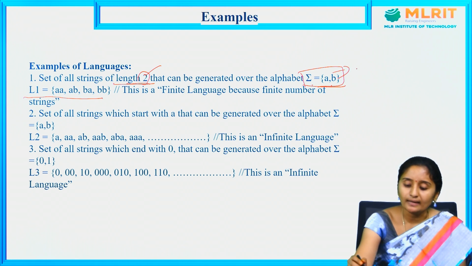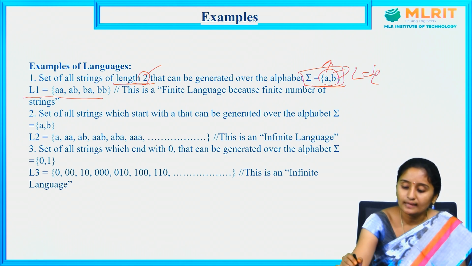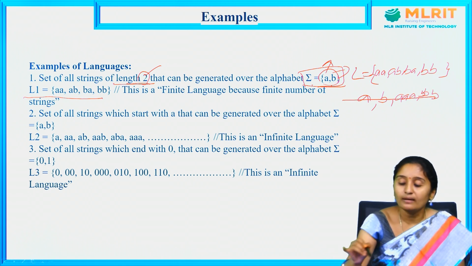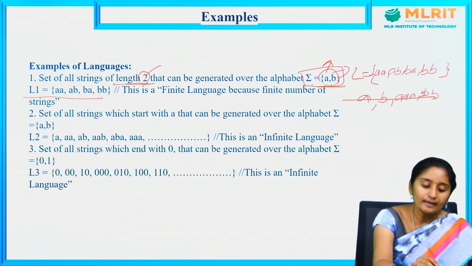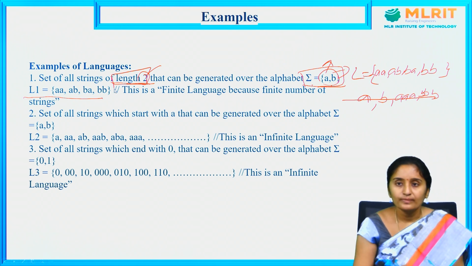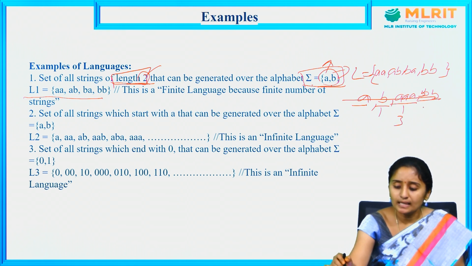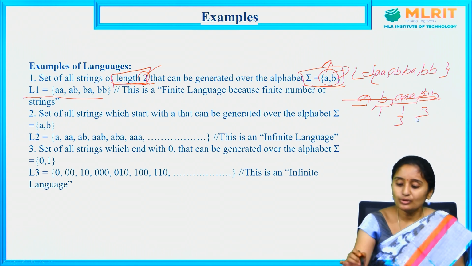So what can we write? L is equal to, I need to take length 2 strings from this alphabet A, B: AA, AB, BA, BB. I cannot write A, a single B, or three A's or three B's. These are not valid. Why? Because my condition is that it should have length 2. A is a 1 length string, B is a 1 length string, three A's is a 3 length string, three B's is a 3 length string. So these are not valid.